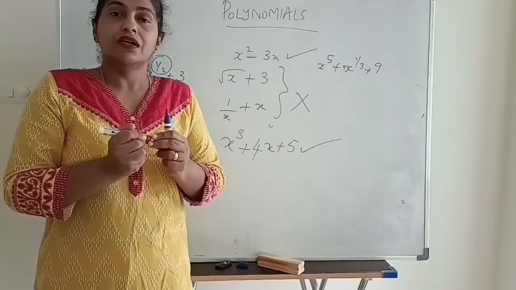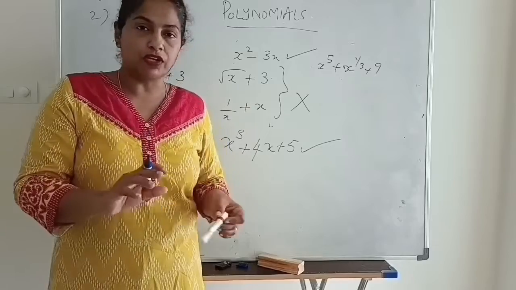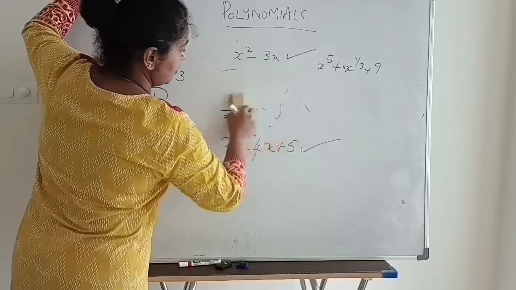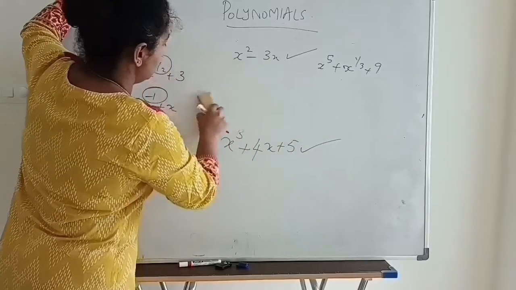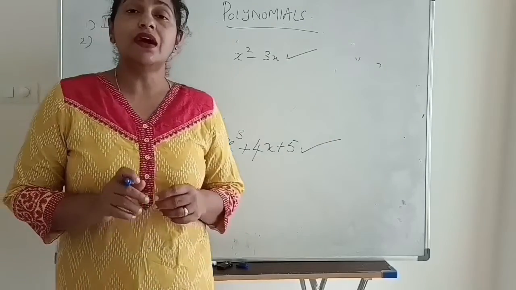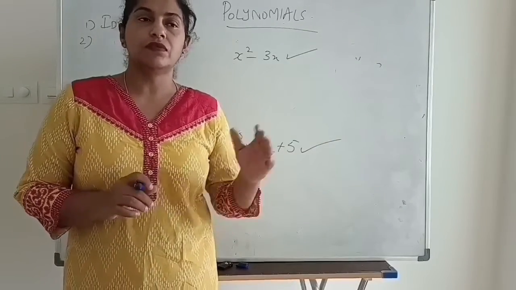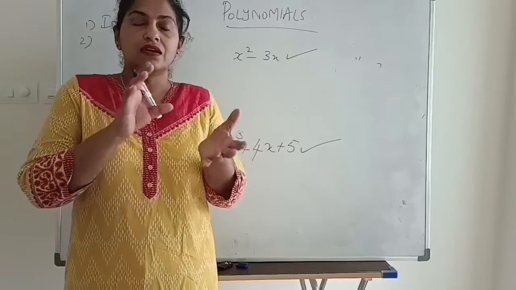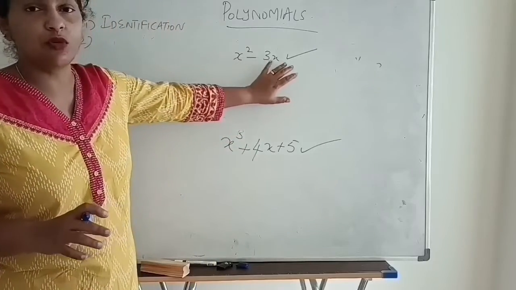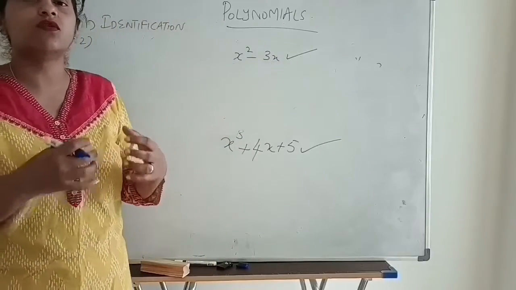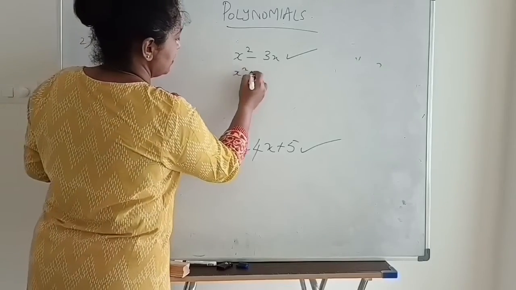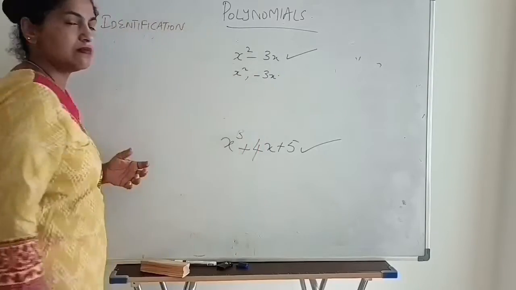Now the second one. What are called the terms of the polynomial? Now you can see that. So I will just erase what are not polynomials. Now that the identification of the polynomials is over, let us move on. The next is something called the terms of the polynomial. Now you have a polynomial x square minus 3x, and if somebody asks you what are the terms of this particular polynomial, they would be x square and minus 3x.